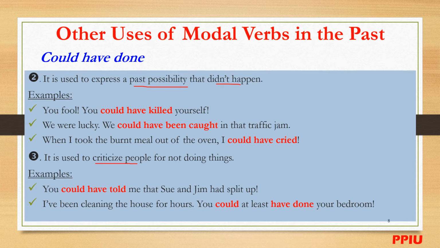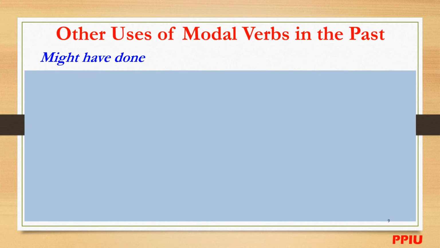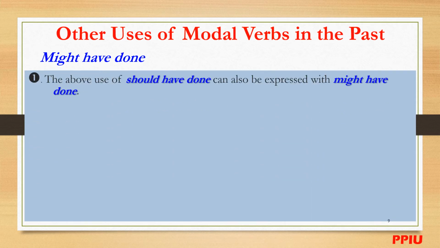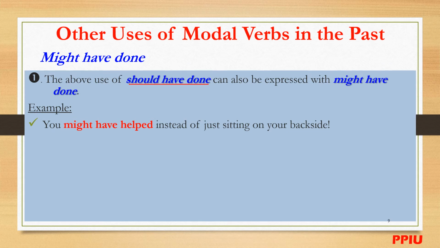Let's move to the other part, might have done. The uses of should have done can also be expressed with might have done, so it's not far different. The use with should have done and might have done is not far different here, right? So you might have done something instead of just sitting on your backside, not just sitting for free or doing nothing.